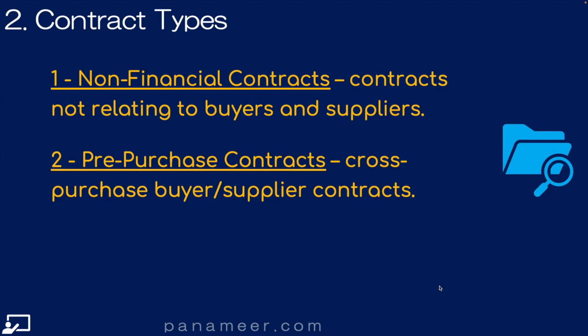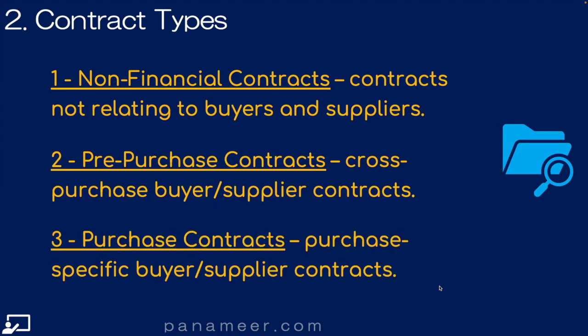Second, pre-purchase contracts. These are cross-purchase buyer-supplier contracts. They are most commonly known as a master services contract, master goods. They're usually perpetual, which means they go on and on. Now, in fact, they may be renegotiated every 2 years or so, but they are actually perpetual.